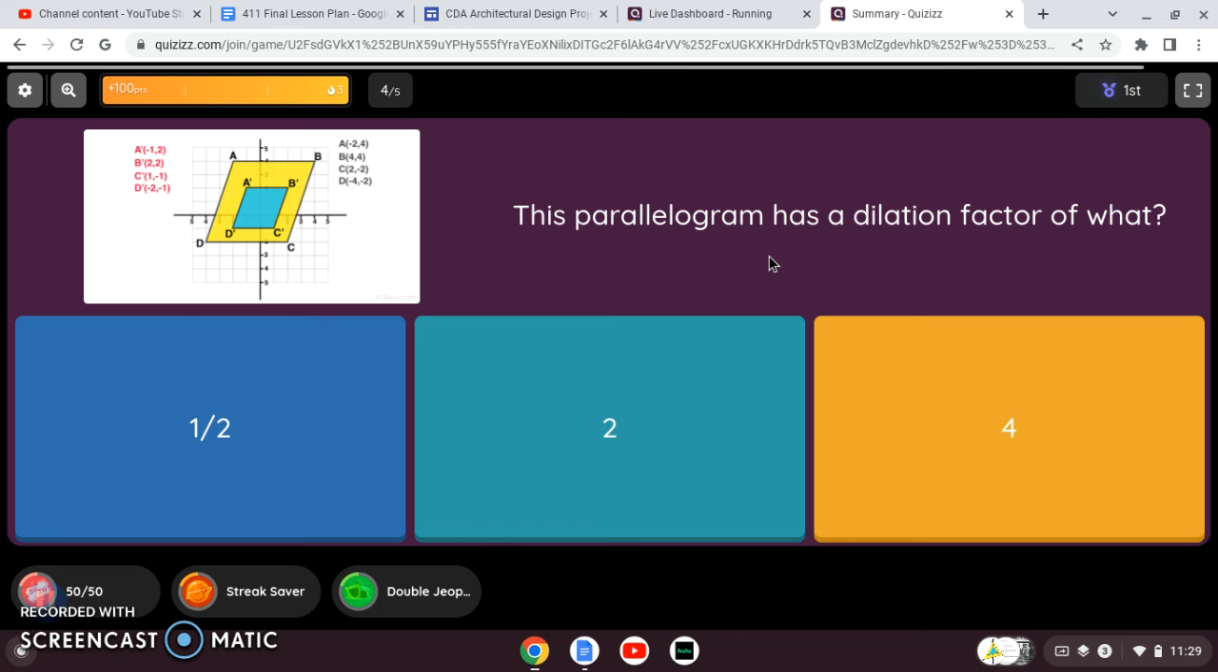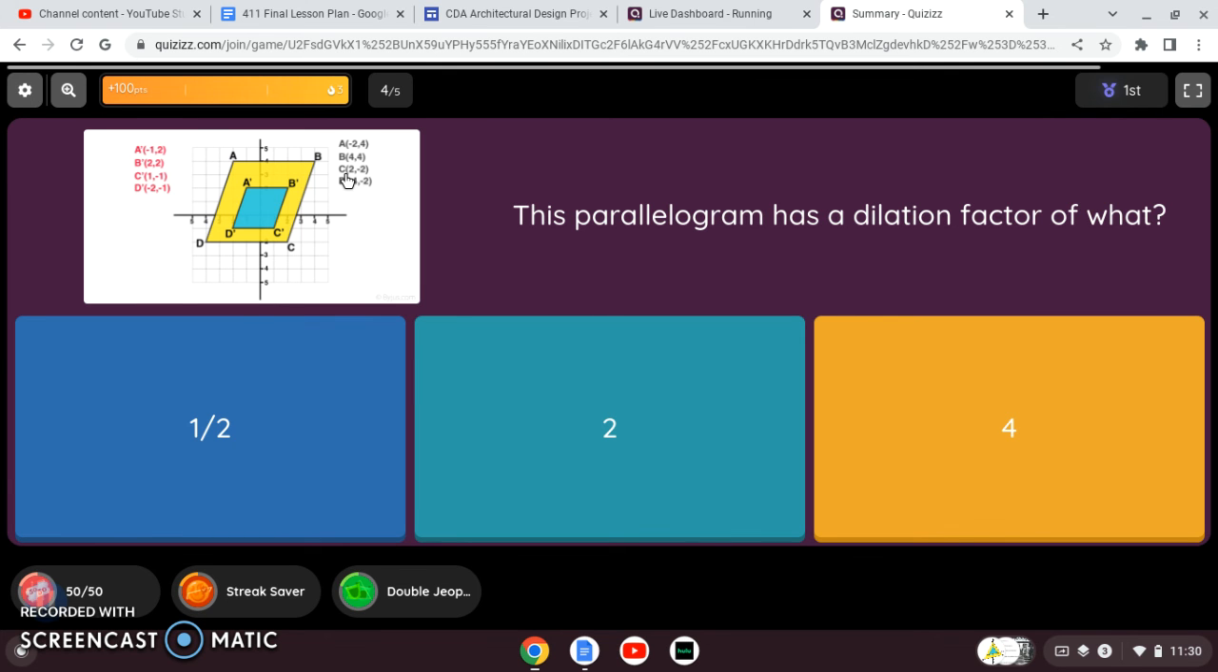Now that you've had time to discuss the dilation factor, since we know our original parallelogram is this yellow one, I'm just checking these points with my teal parallelogram, and I see that I go from -2, 4 to -1, 2. Well, I see that half of -2 is -1 and half of 4 is 2. If I keep checking all my points, 4, 4 changes to 2, 2. Well, half of 4 is 2.